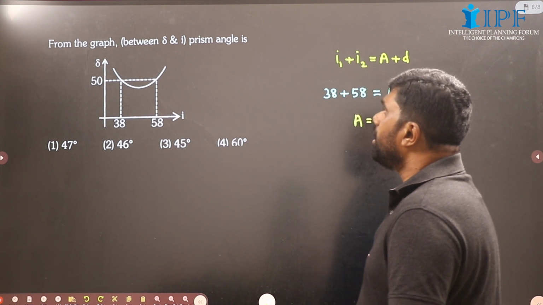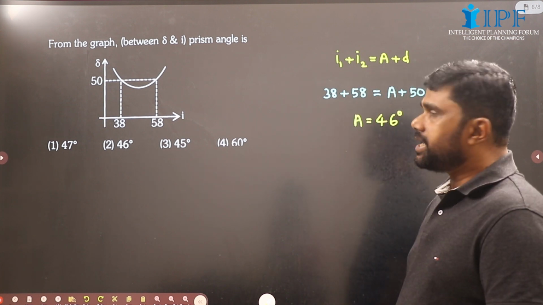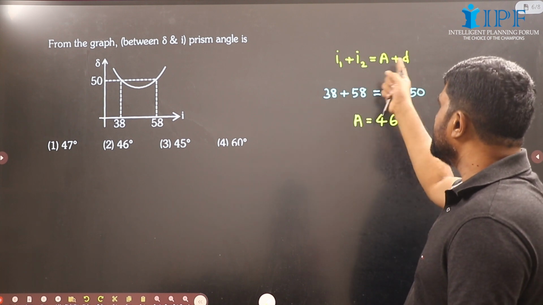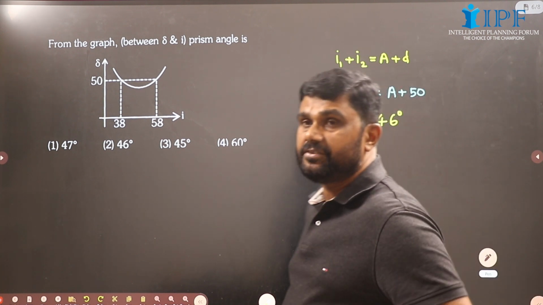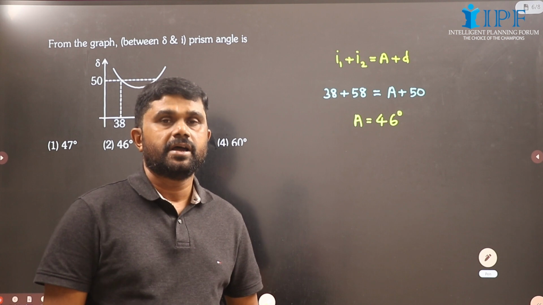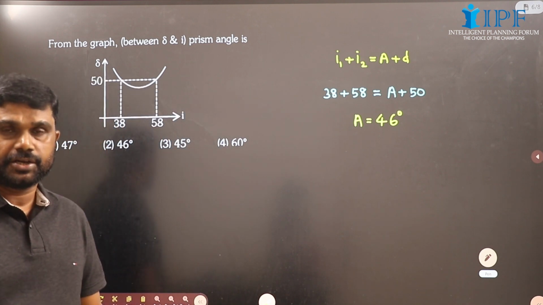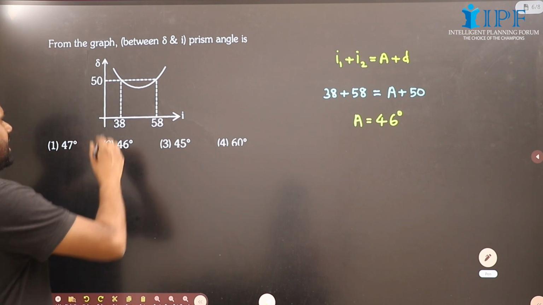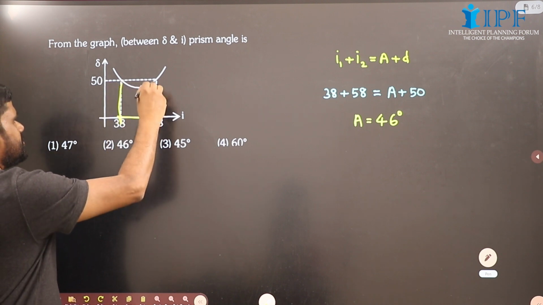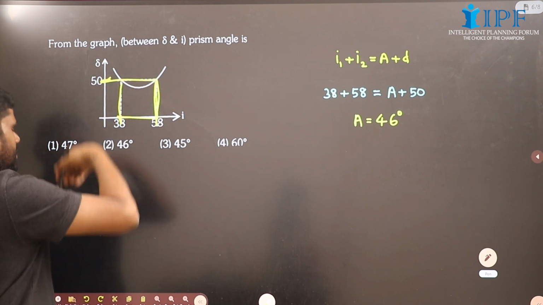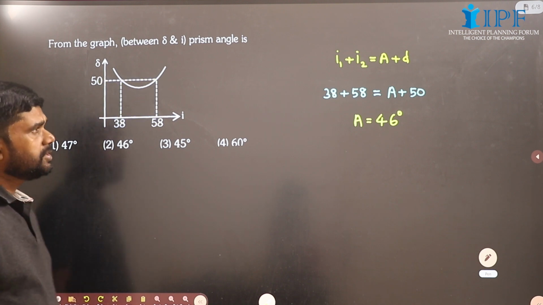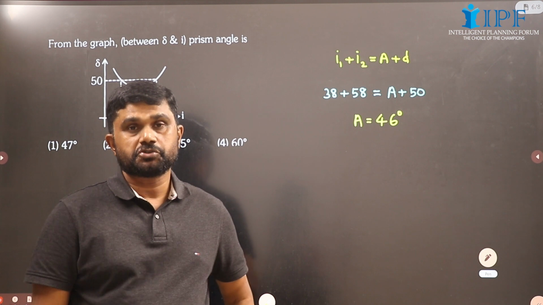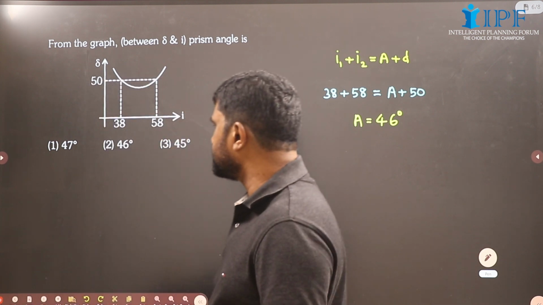Now from the graph between deviation delta and the angle of incidence I, I1 plus I2 equals capital A plus D, where D is the deviation, A is the angle of the prism, and I1 and I2 are the angles of incidence. Here this is I1 and this 58 is I2, and this is the corresponding deviation 50. So 38 plus 58 equals angle of prism plus 50. So we get the angle of prism as 46 degrees.